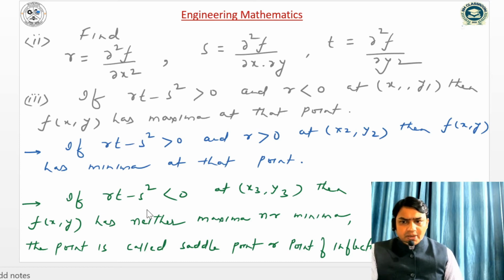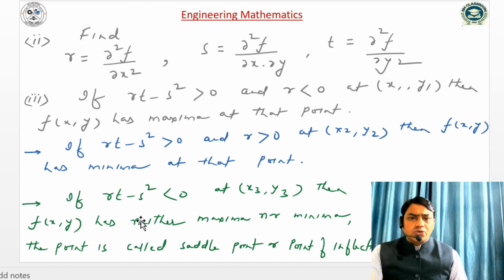So let us take a problem based on maxima and minima of f(x, y). Once again I am telling the procedure. Firstly, we have to find del f by del x and del f by del y, and put them equal to 0 to get the stationary points. Say they are (x1, y1), (x2, y2) and (x3, y3). Now we have to find the values of r, s, t. What is r? r is del 2f by del x square, t is del 2f by del y square, and s is del 2f by del x del y.